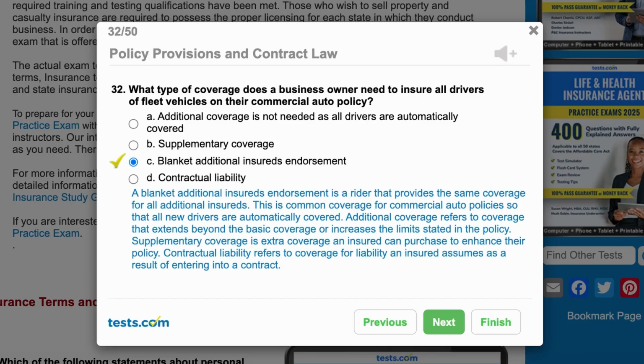Additional coverage refers to coverage that extends beyond the basic coverage or increases the limits stated in the policy. Supplementary coverage is extra coverage an insured can purchase to enhance their policy. Contractual liability refers to coverage for liability an insured assumes as a result of entering into a contract.